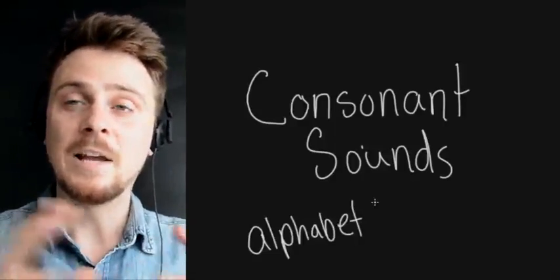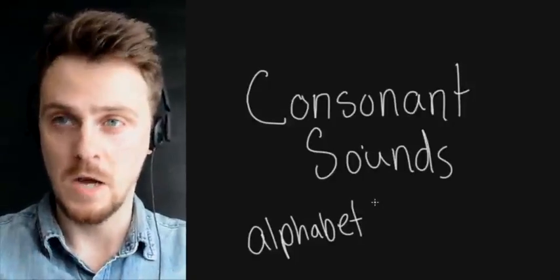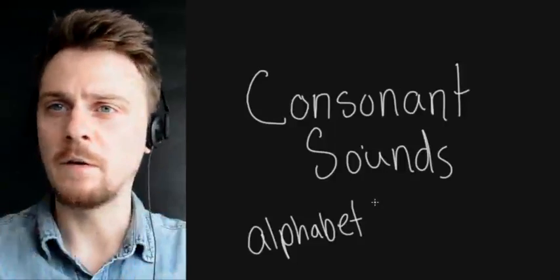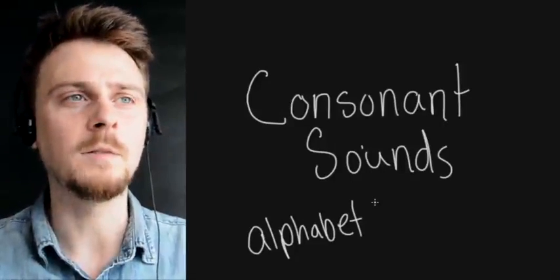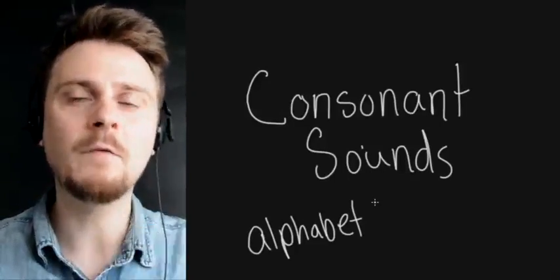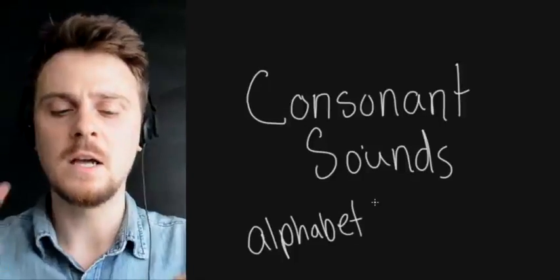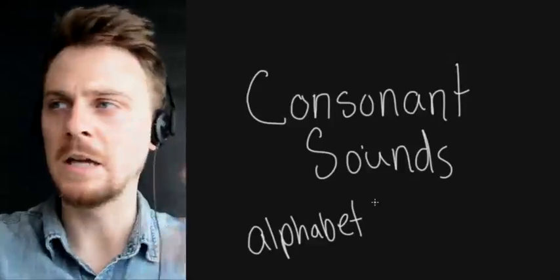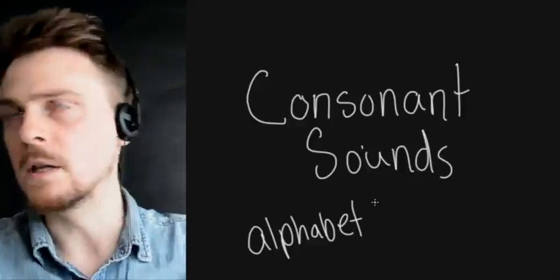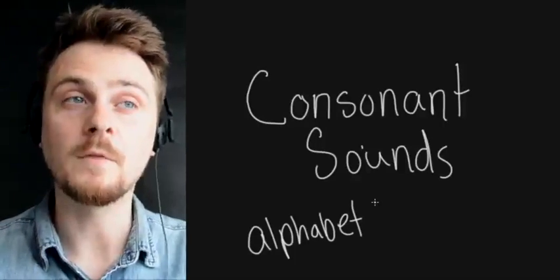A consonant is any letter of the alphabet. Remember the alphabet, A, B, C, D, E, F, G. This is the alphabet. Sorry, I'm a very bad singer. Anyway, any letter of the alphabet which is not a vowel. Vowels: A, E, I, O, U. Consonants: B, C, D, F, G, H, J, K, L, M, P, Q, Z. Okay, these are examples of consonants.